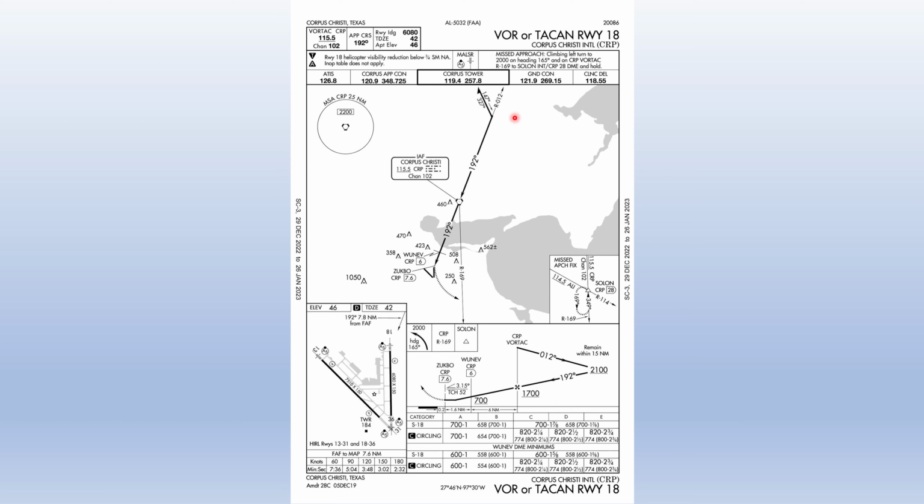So what we will do is take up that 210 heading until we get established on that course, and then we'll track that radial inbound. Once we are on the approach course and have been cleared for the approach, we need to make sure that we are within 15 nautical miles, and then we can descend to the altitude that is right there by the Maltese cross. So we can go ahead and descend down to 1,700 feet, and then fly the approach on in from there.